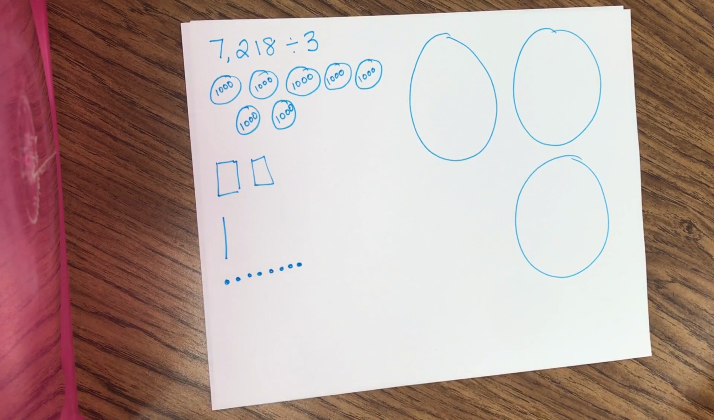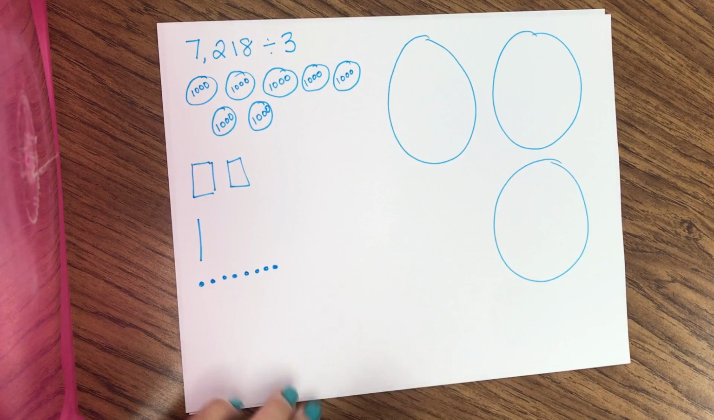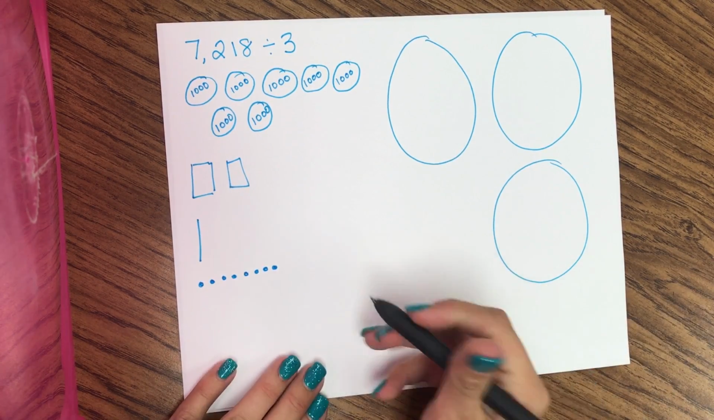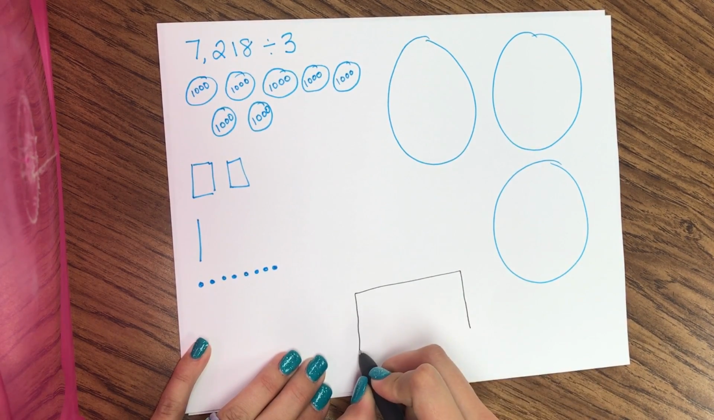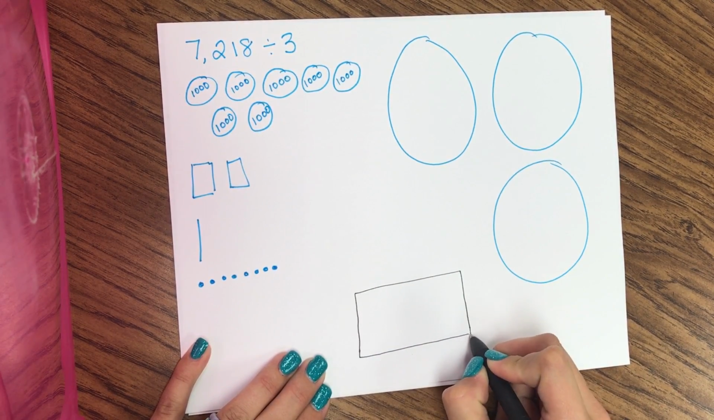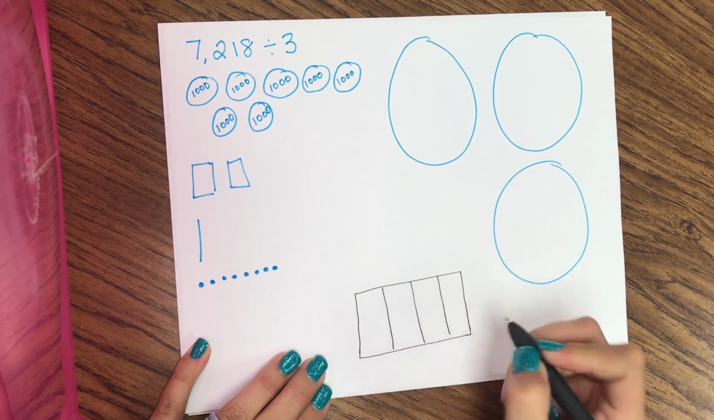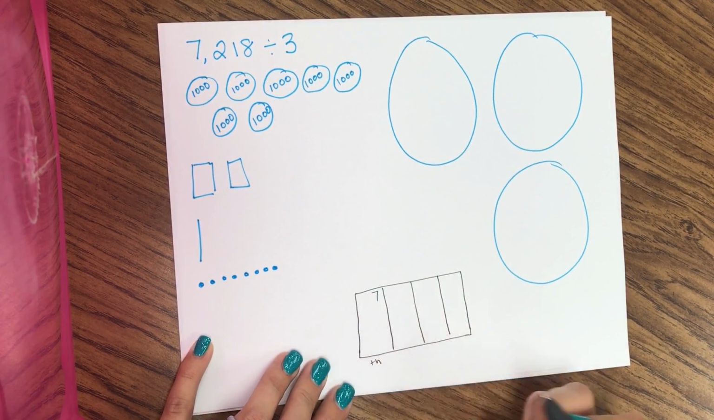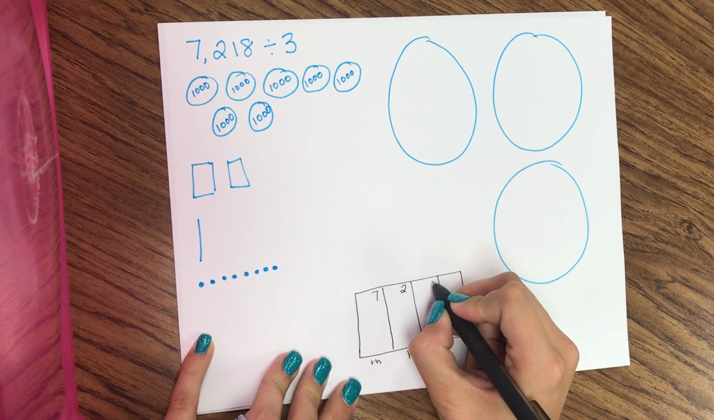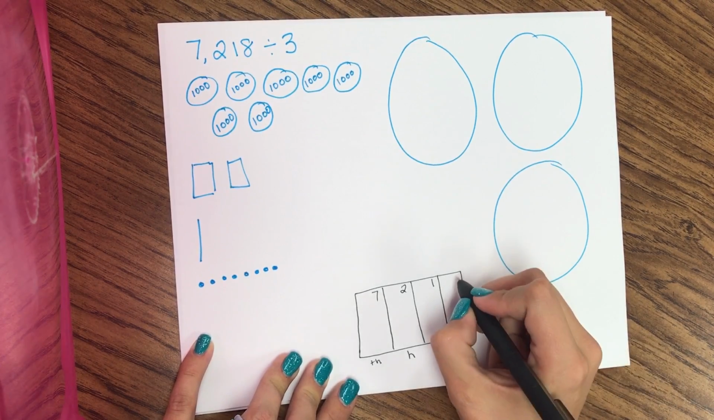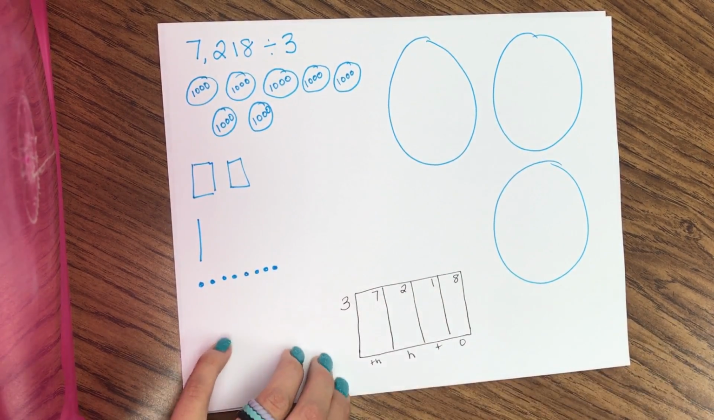So the first thing I'm going to do is share, starting with my biggest number, my thousands. But to keep track of it, I am going to come down here and draw my division box, which is really just a place for your chart. So I've got 7 in the thousands place, a 2 in the hundreds place, a 1 in my tens place, and an 8 in my ones place. I am dividing by 3.